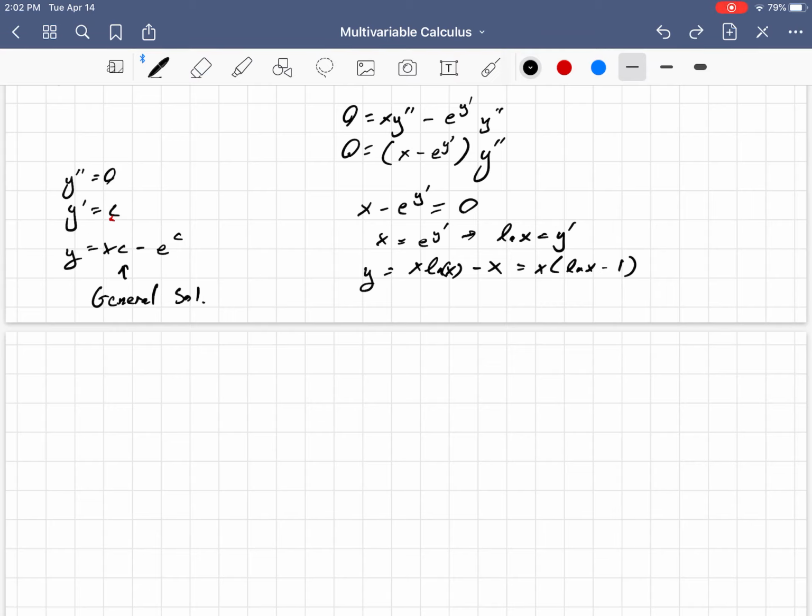This first solution here is called the general solution. Why is it general? Because it's got the constants, so it is an infinite family of functions of y.